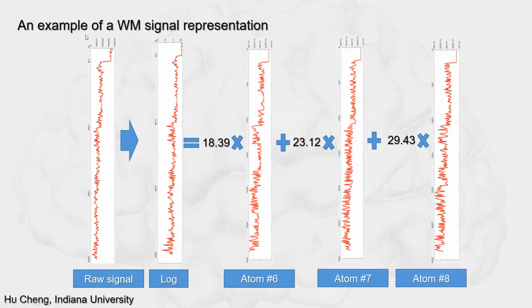And here is an example of a white matter signal representation. The raw signal, and then take log, and it can be represented by a linear combination of 3 white matter atoms. And so in this case, the voxel is 100% white matter.